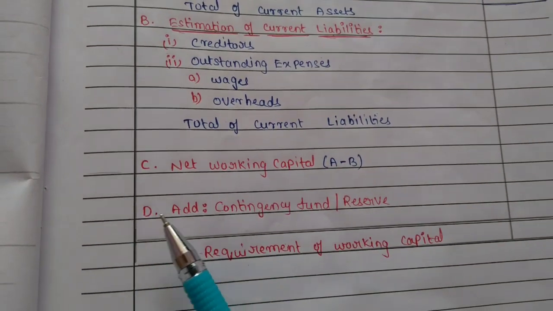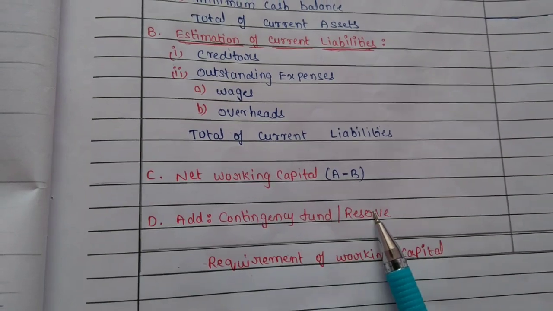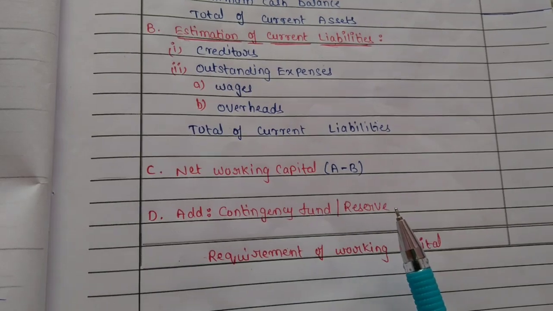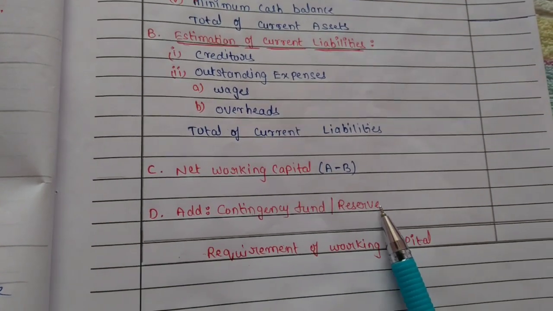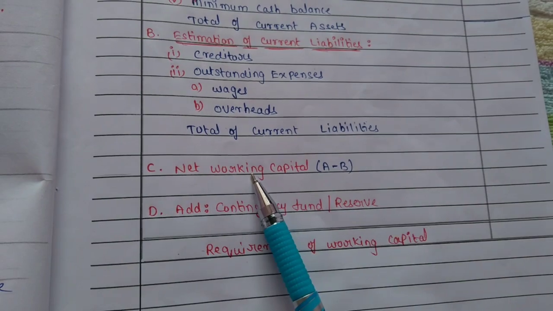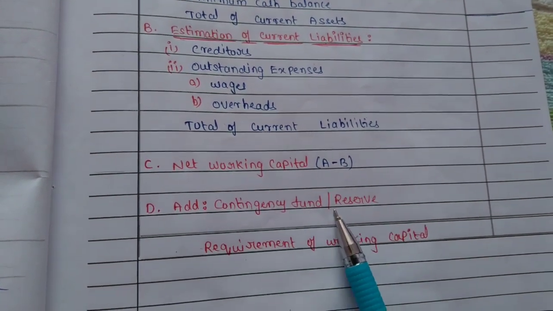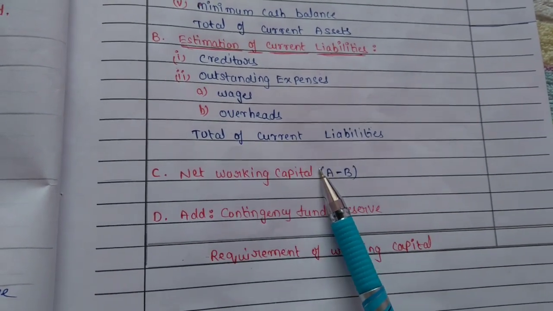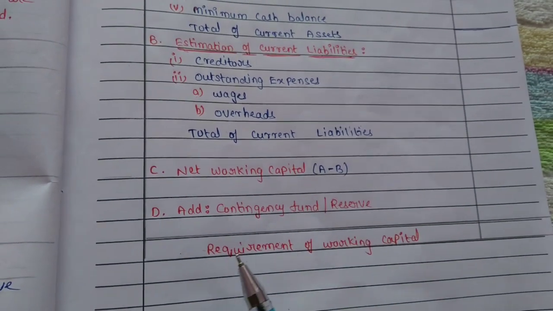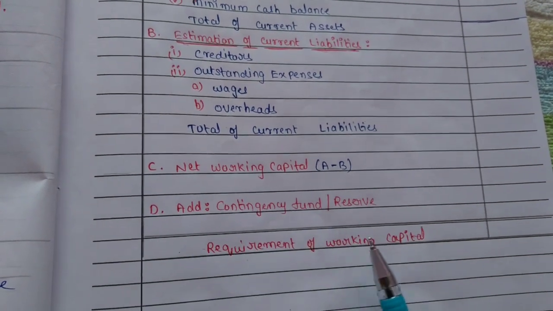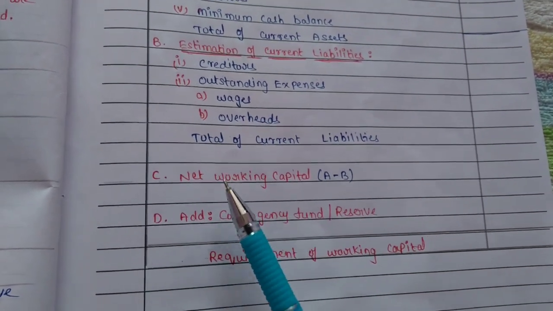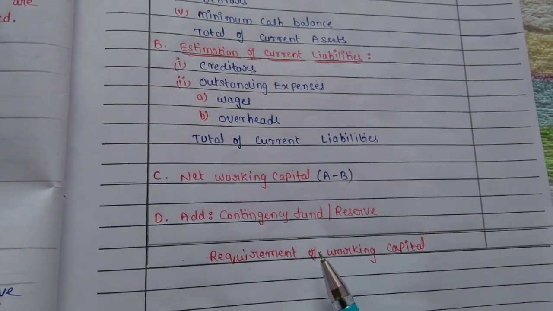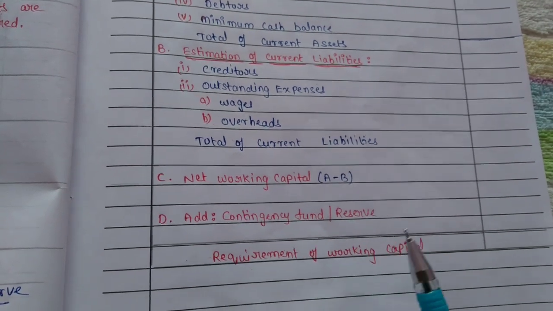D, add contingency fund or reserve. In the given problem, if the percentage of reserve or contingency fund is given, we have to calculate this percentage on net working capital to get the amount that should be kept as a reserve. If you add net working capital and contingency fund, then we will get the requirement of working capital. So add contingency fund and net working capital, and we will get the amount of requirement of working capital.